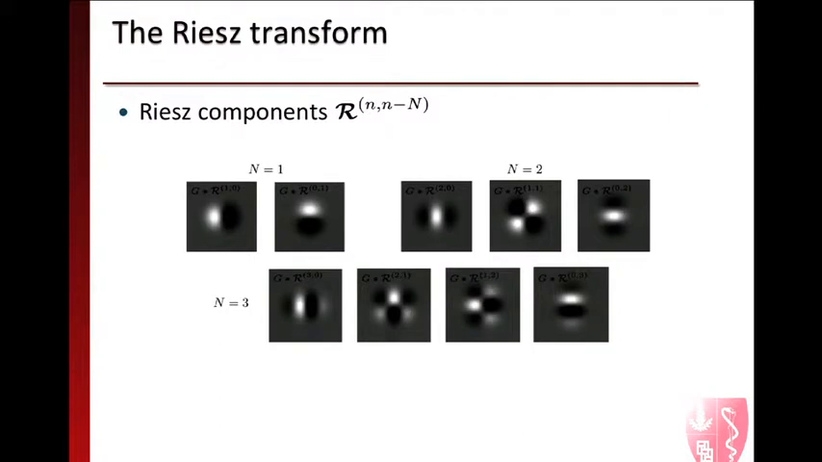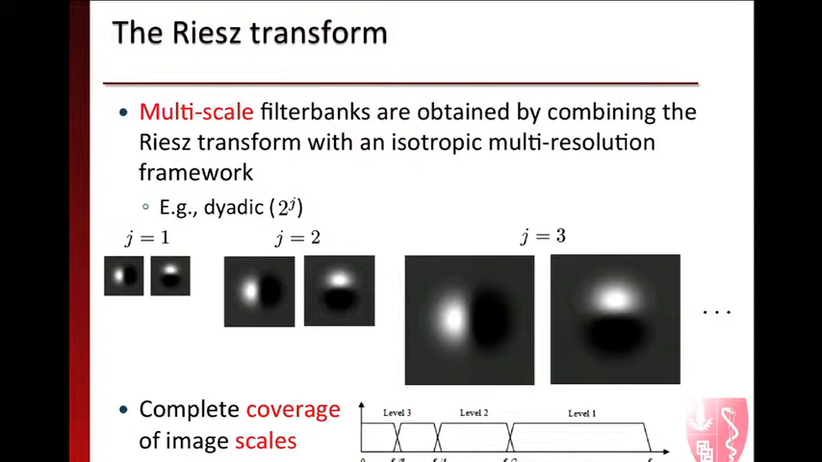Then we can have multi-scale versions of those filter banks by combining the Riesz transform with an isotropic multi-resolution framework. And so if we remember the good old wavelet transform, we know that if we choose our filters and our scale progressions correctly, such as, for example, dyadic here, where we double the scales at every iteration, then we're able to have a complete coverage of the frequency domain.